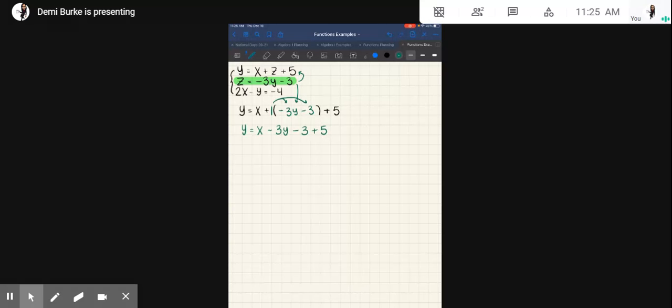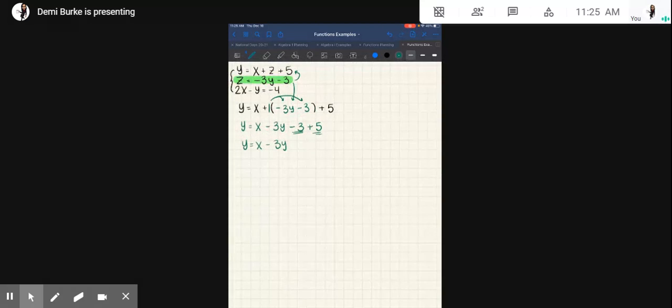I can combine any like terms that I have for right now on this side. The only like terms I have are the negative 3 and the 5. y equals x minus 3y stays the same. Negative 3 plus 5 gives me a plus 2. And then I want to clean this up just a little bit more. I can move the 3y over to the other side. That gives me 4y over here equals x plus 2.